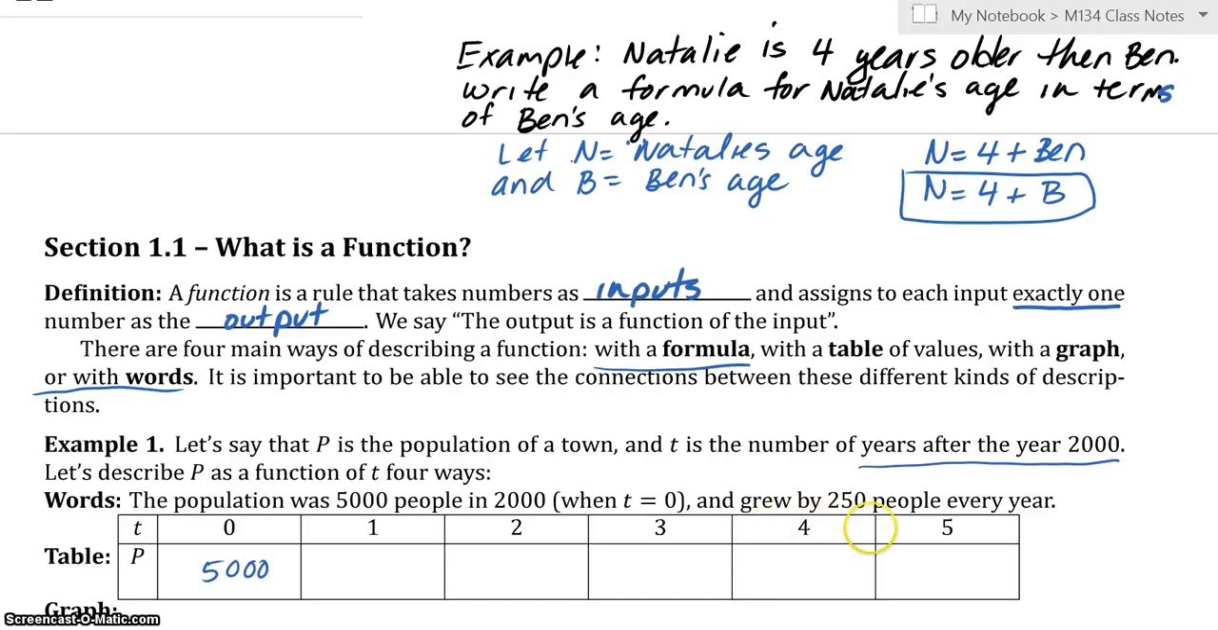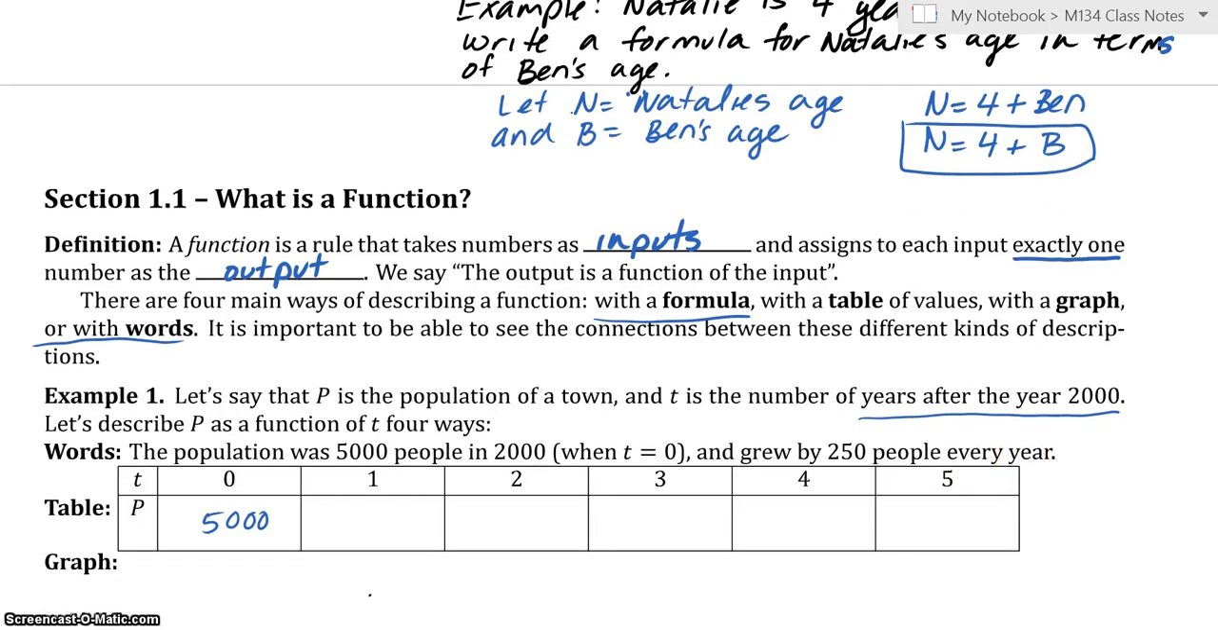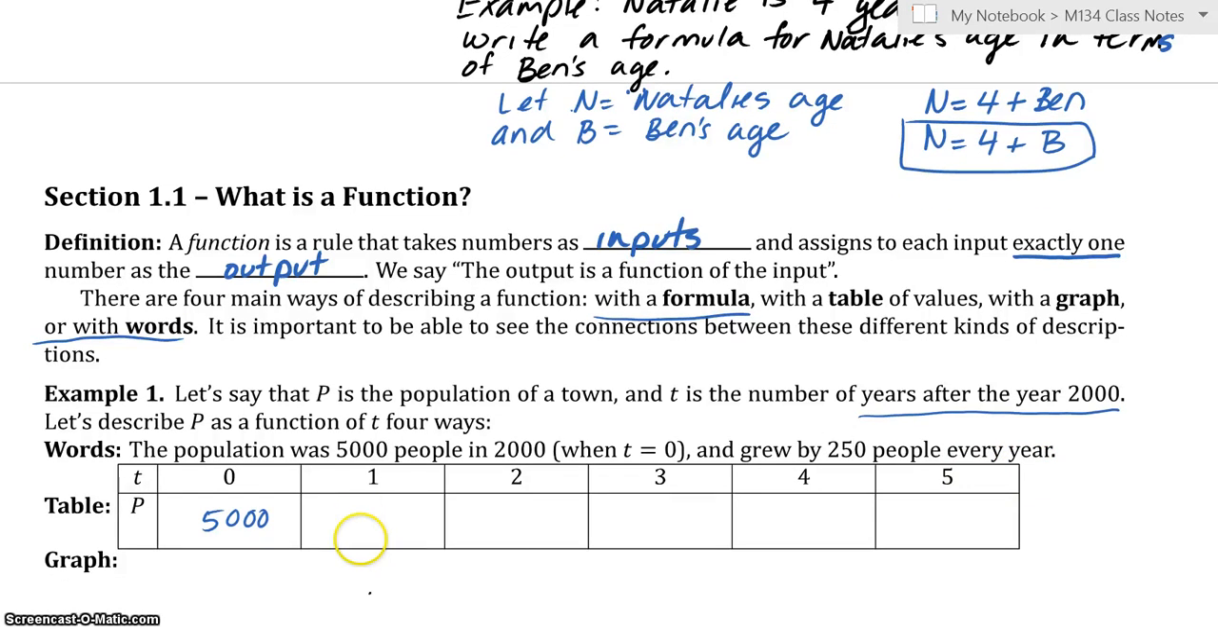Okay, it grew by 250 people every year. So how are we going to figure out the population in 1 year? If it grew by 250, we're going to take 5,000 and add 250. So I got that by 5,000 plus 250.